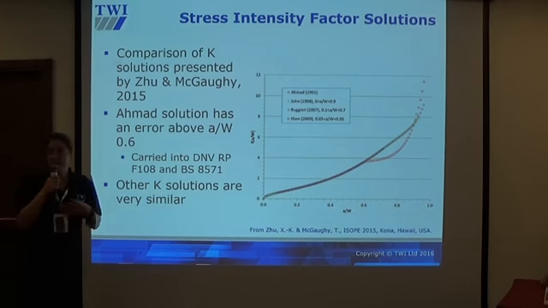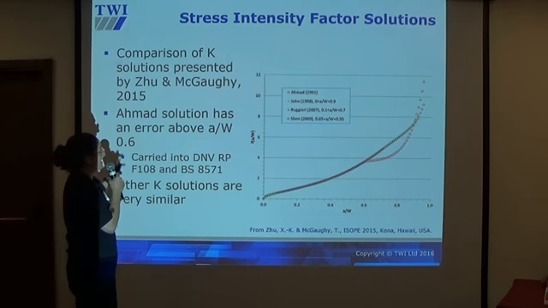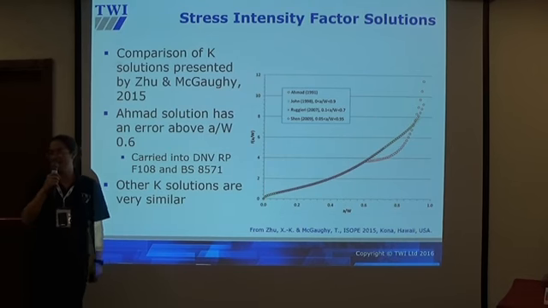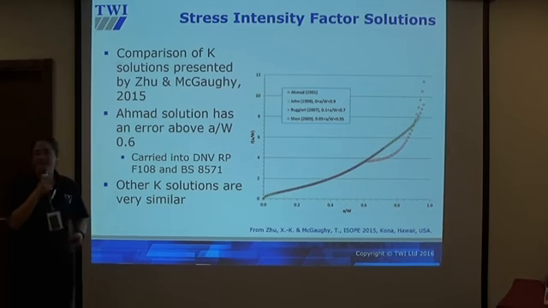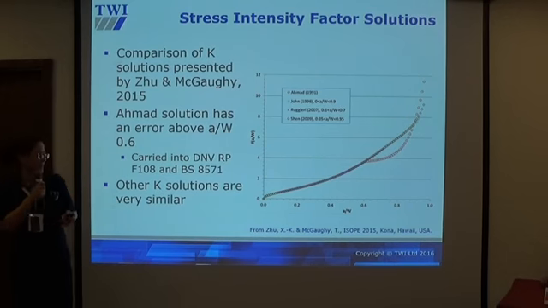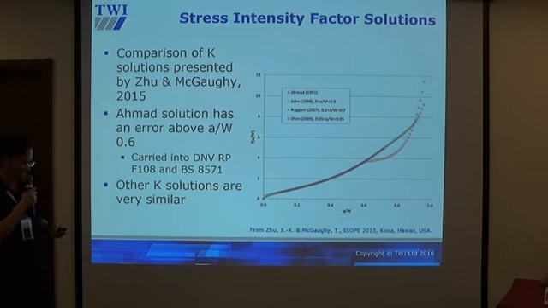Now luckily for me, somebody else did this comparison last year, and this paper is really a response to them. Zhu and Mahmoud from EWI in 2015 went to ASME PVP and said, look, we found an error in the Ahmad equation that's been taken into DNV, it's been taken into BS 8571. You should have a look at this, which is kind of why I went and had a look at it and have re-evaluated the J equations.